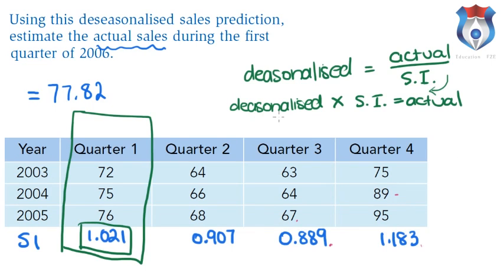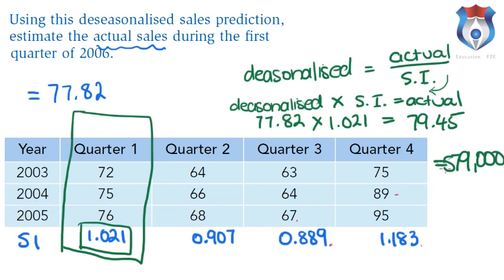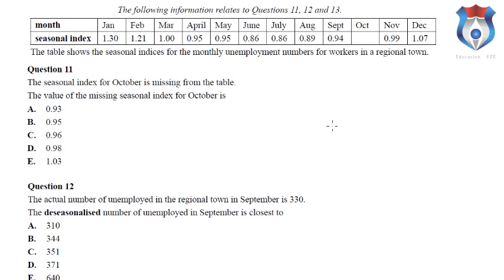So the deseasonalized figure was 77.82 times the seasonal index for that quarter, which was 1.021, will give me my actual figure. 77.82 times 1.021 gives me 79.45. So if I'm going to round that up to the nearest whole number, to the nearest 1,000, the actual sales during the first quarter of 2006 will be 79,000. And this is how seasonal index questions might look on an exam. This question is from the 2006 Exam 1.